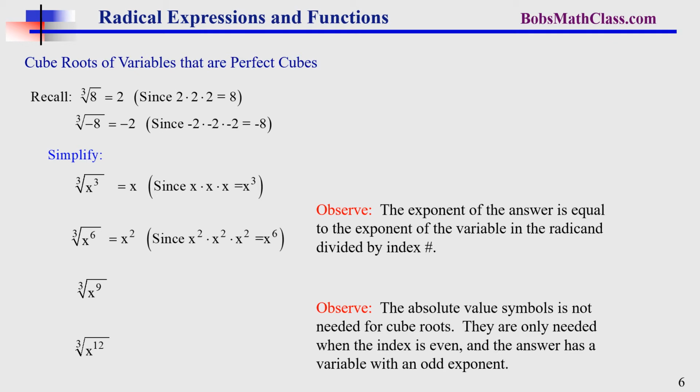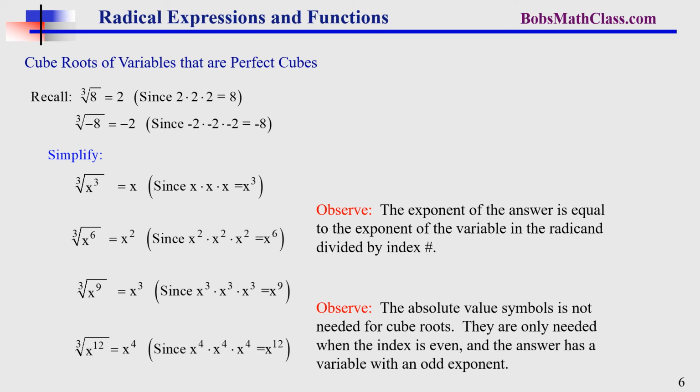So let's read these observations to the right before we finish the last two. The exponent of the answer is equal to the exponent of the variable in the radicand divided by the index number. So looking at that, does that make sense? 3 divided by 3 is 1. 6 divided by 3 is 2. The next one should be 9 divided by 3, which will be 3. And how about the last one? 12 divided by 3, 4.